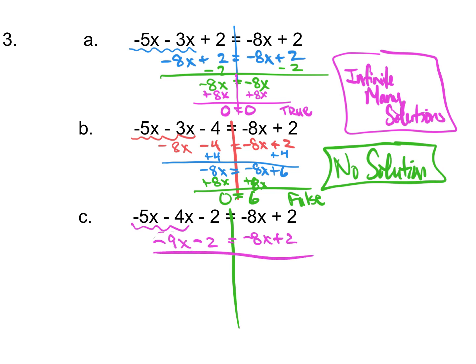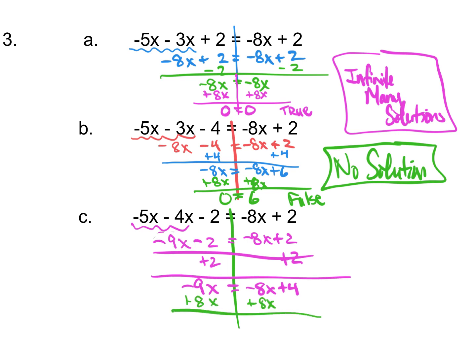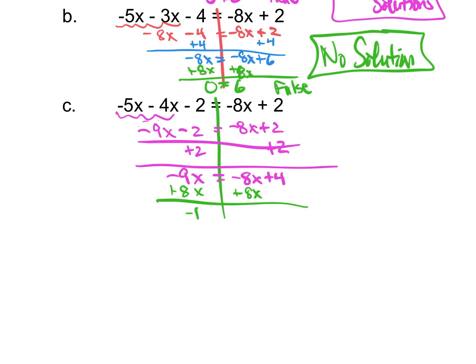We are going to add 2 to both sides. That's what we've been doing. So we have negative 9x equals negative 8x plus 4. Let's add 8x to both sides. So then our answer here is going to be negative 1x equals 4. Negative 1 and x are multiplying, so we need to divide by negative 1. So then x is going to equal negative 4.